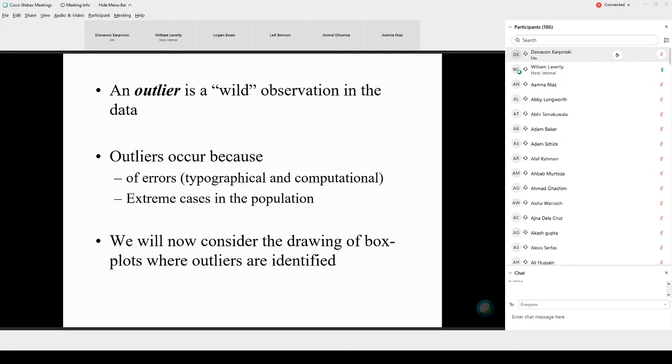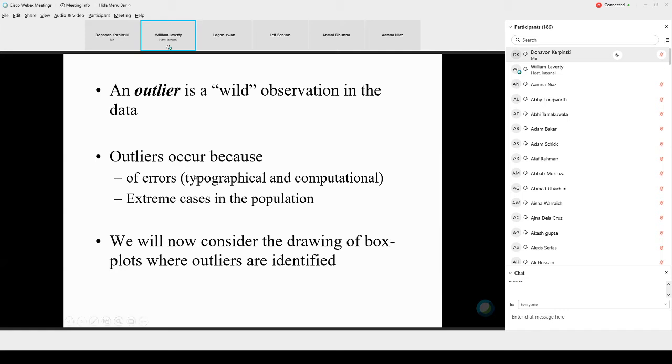Advanced box plots. These are going to try to show outliers. Outliers are extreme observations, wild observations. They could have occurred because an error was committed writing down their value, or they could be extreme cases in the population. If you have data on salary of a company, there's probably a lot of people who are making just a reasonable salary, and then a few who are making huge salaries. These are the outliers.